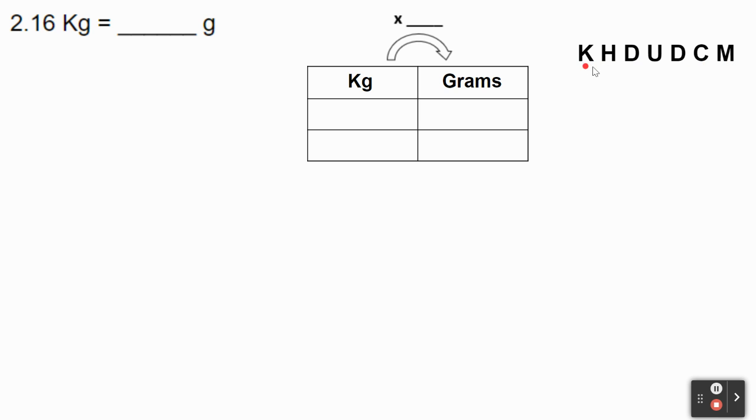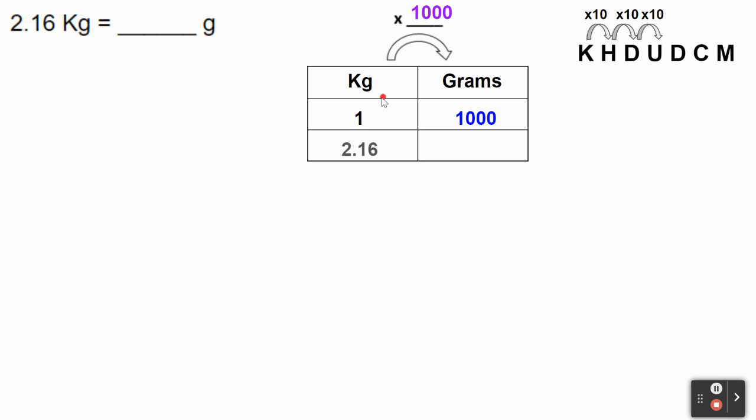We're starting in kilograms, and we're going to grams, which is in the units. We're going to go over 1, 2, 3 places. So that's 10 times 10, which is 100, times 10, which is 1,000. So that means there are 1,000 grams in every kilogram. So if we had 1 kilogram, we would multiply 1 times 1,000 to get 1,000 grams.